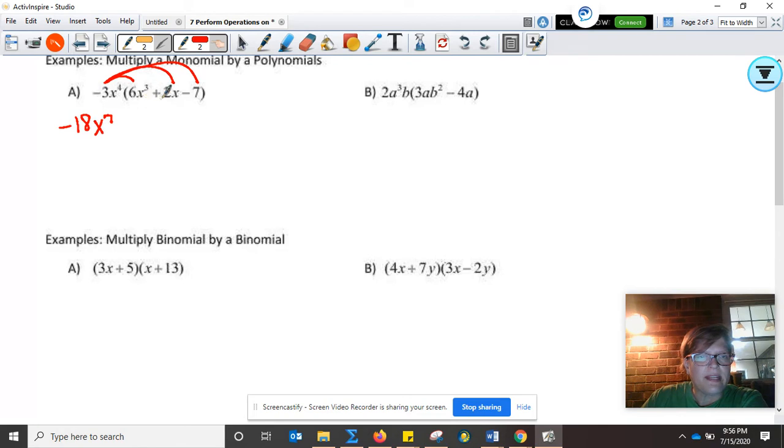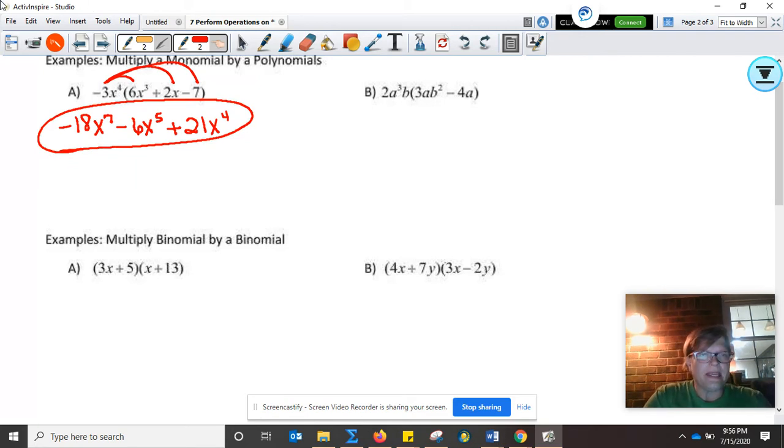Then -3 times 2 is going to be -6. x to the 4th times x to the 5th. Then two negatives give us a positive, plus 21x to the 4th. And that's your final answer. Okay, now for B, pause it and try these on your own.